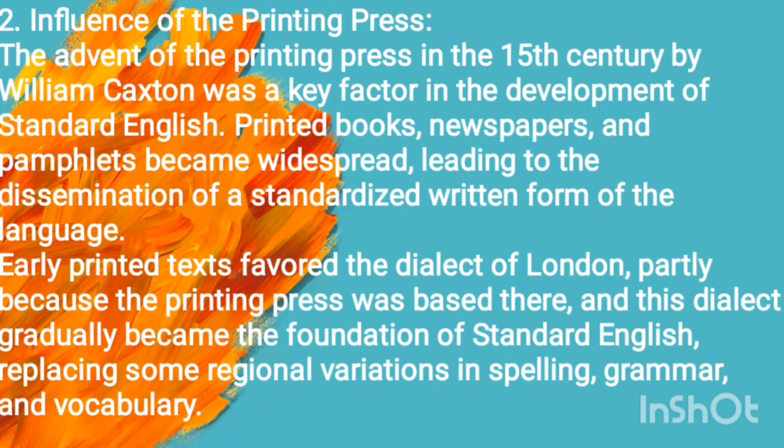and grammar. With printed books, written English became more uniform because publishers had to choose a consistent way of writing. Next, since the printing press was in London, the London dialects became the basis for standard English. Then effects of the printing press is it helped standardize spelling and grammar. It made books more widely available, allowing more people to read and learn the same form of English. Then over time, regional differences in writing started to fade.